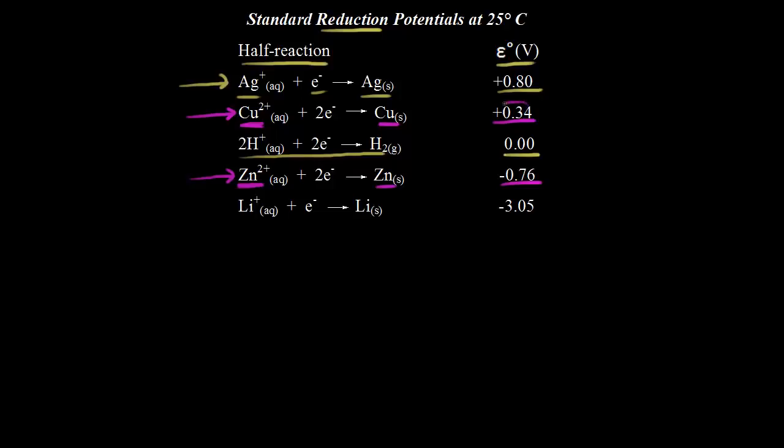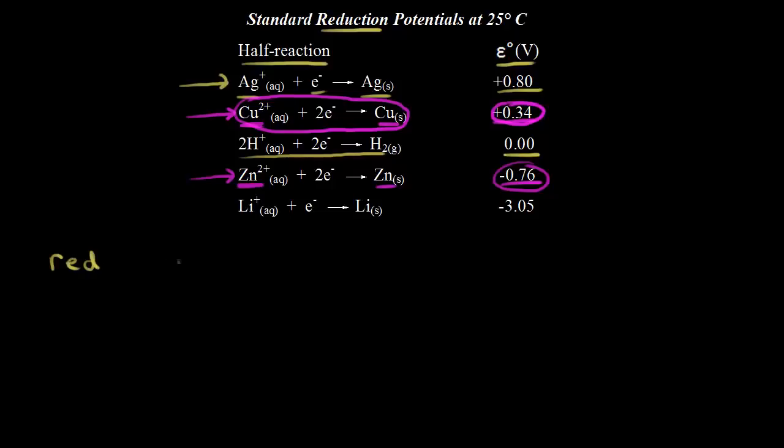So obviously positive 0.34 is more positive than negative 0.76. So we know that this must be the reduction half reaction. So if we're talking about a redox reaction involving copper and zinc, this must be our reduction half reaction. So let's go ahead and write that.